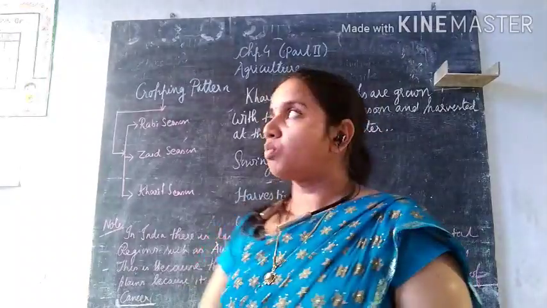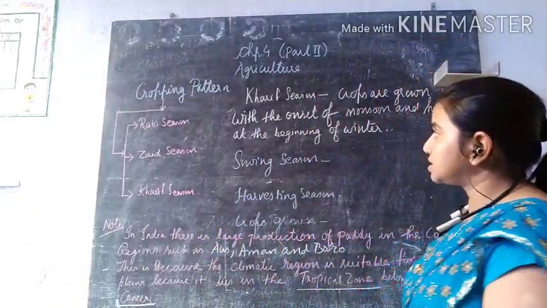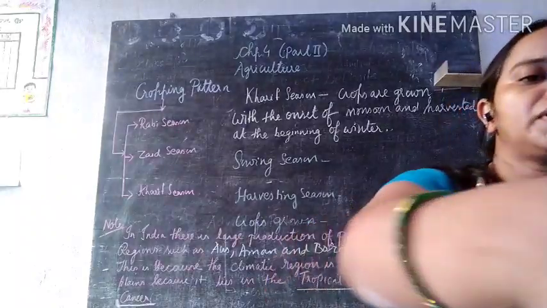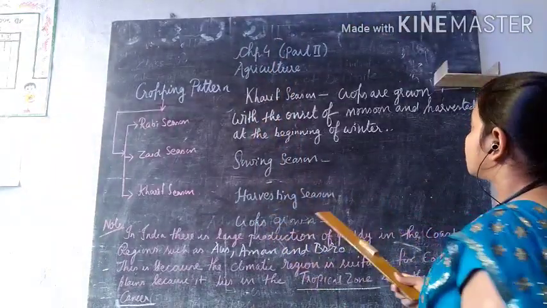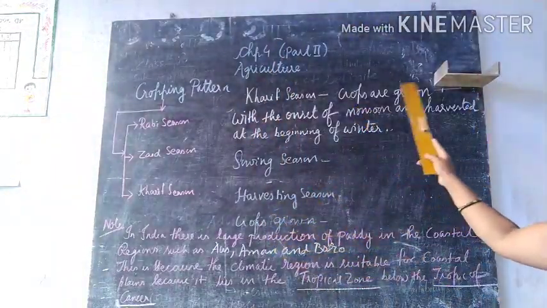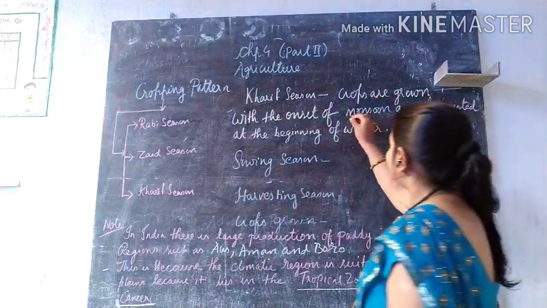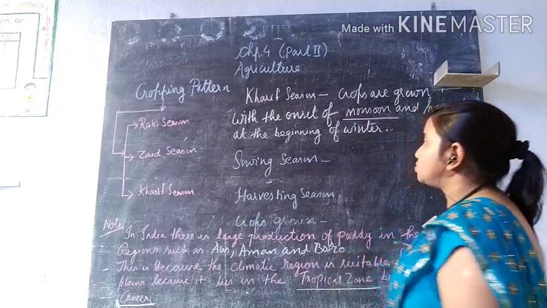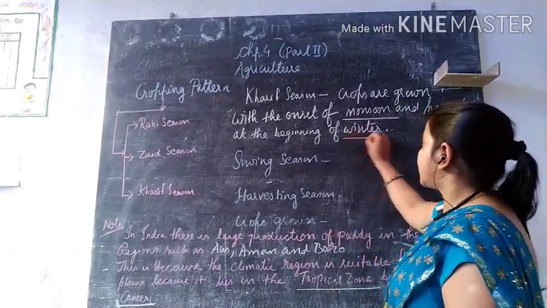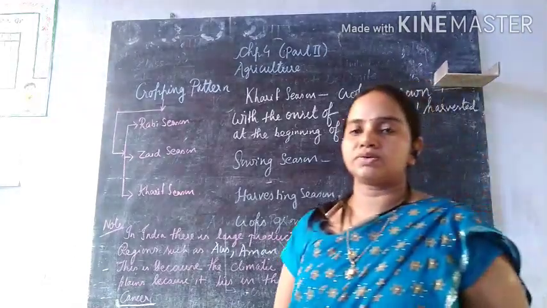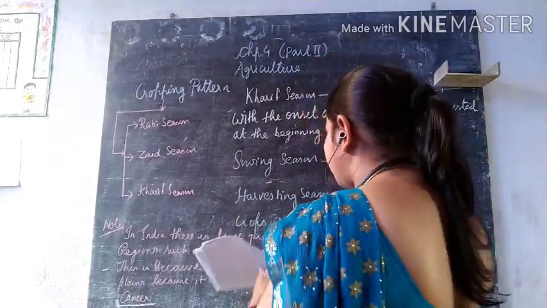So what is a Kharif season? Let's see on the board what we have. Kharif crops are those grown with the onset of monsoon. It is a crop which is grown at the onset of monsoon and harvested at the beginning of the winter. So onset of monsoon means which?